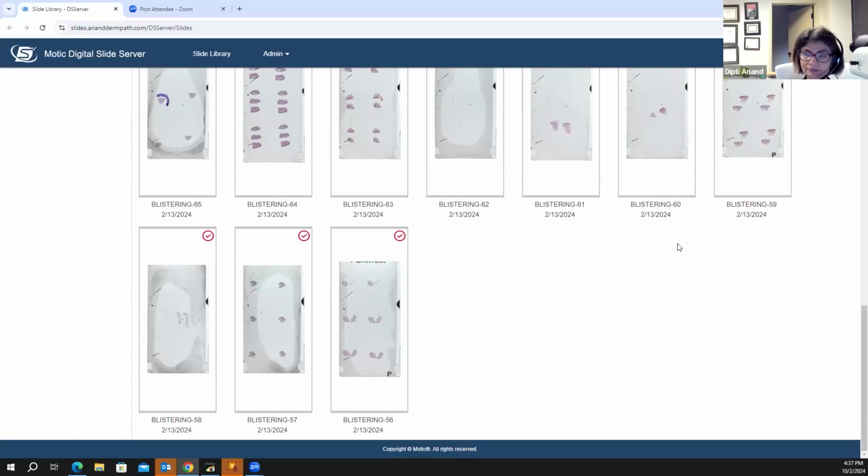So EBA and BP both show linear deposition of IgG and C3 along the basement membrane. To distinguish between the two, you need to do a salt split skin analysis, which is done as an extension of your DIF. In a salt split skin analysis, if you see deposition of the immunoreactants in the roof of the blister, that would be BP, and if it is in the floor of the blister, that would be EBA.